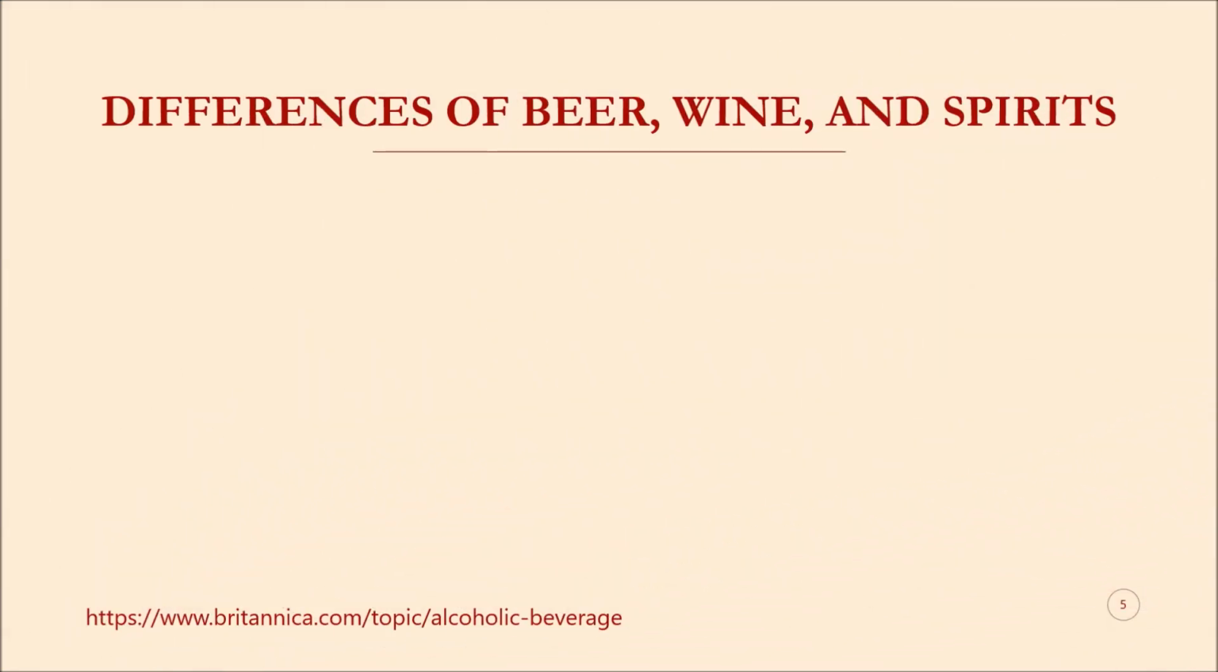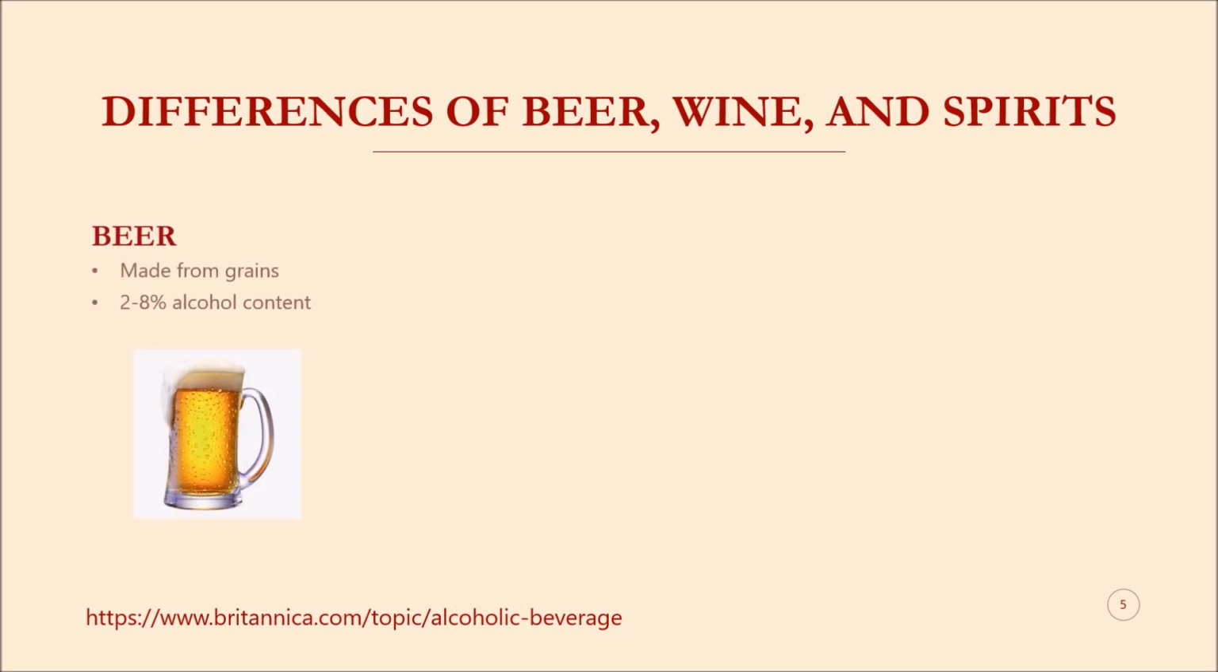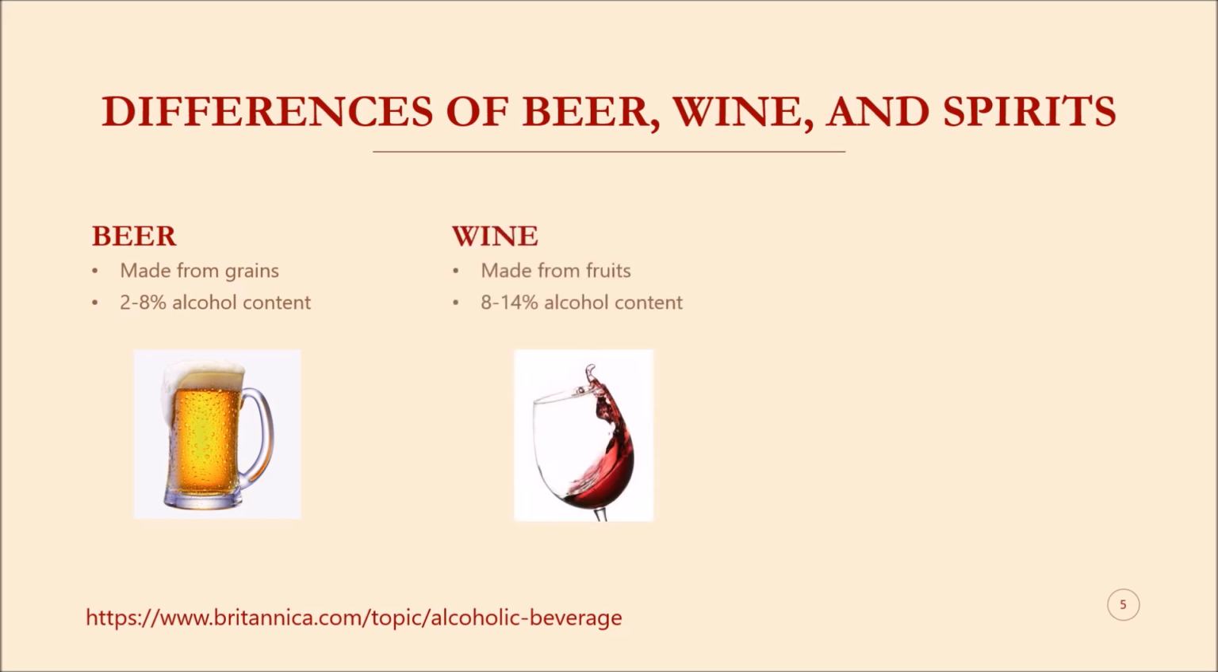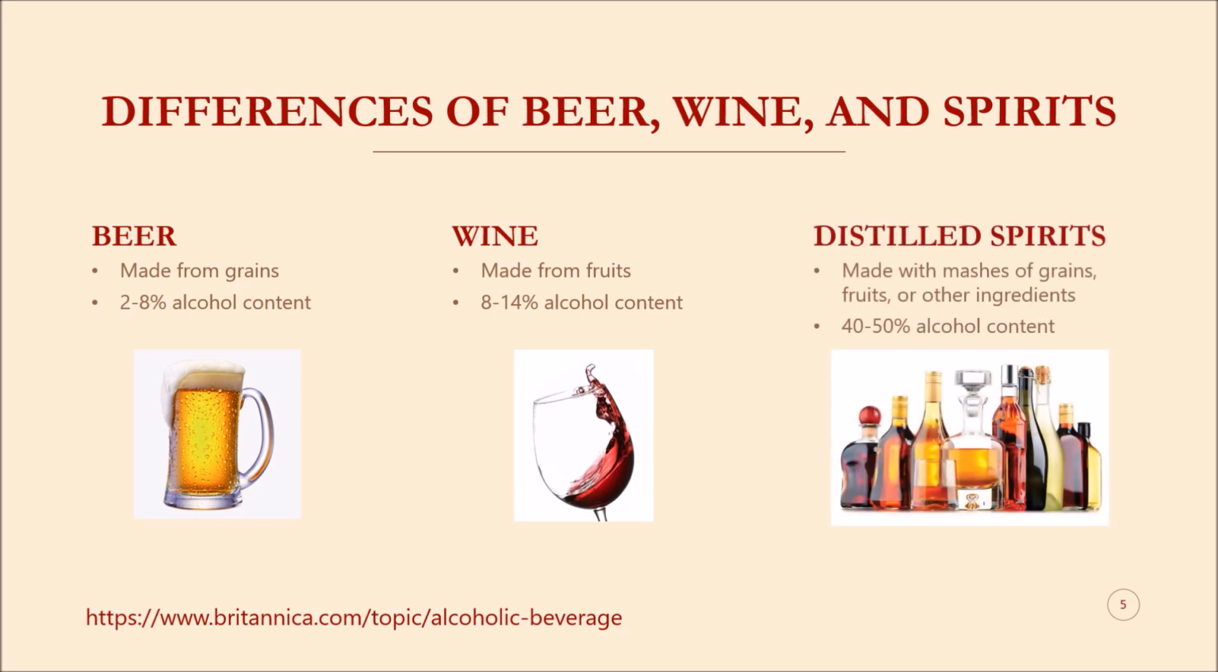Here is the brief differences of beer, wine, and distilled spirits. Beer is made from grains with 2 to 8% alcohol content. Wine is from fruits with 8 to 14% alcohol content, and distilled spirits are made from either grains or fruits with other ingredients and has a 40 to 50% alcohol content or sometimes higher.